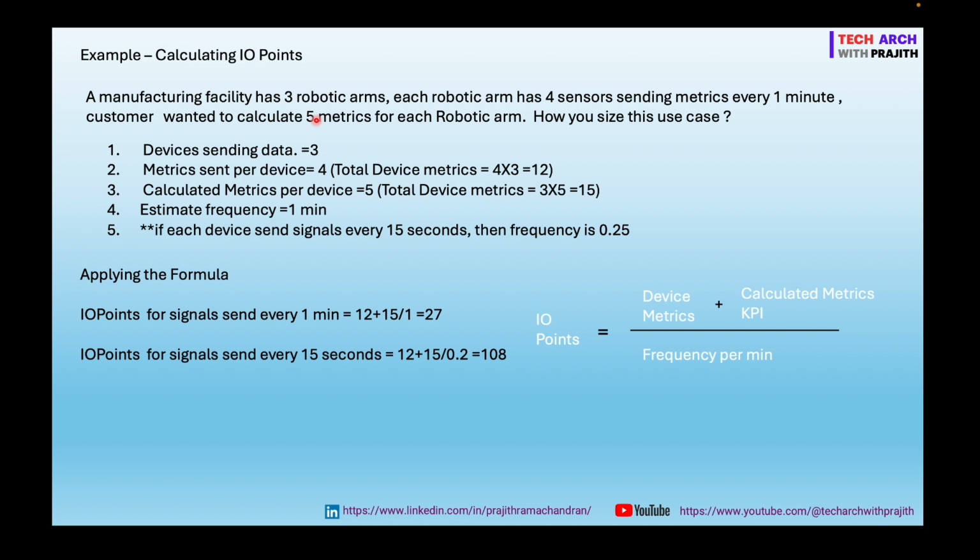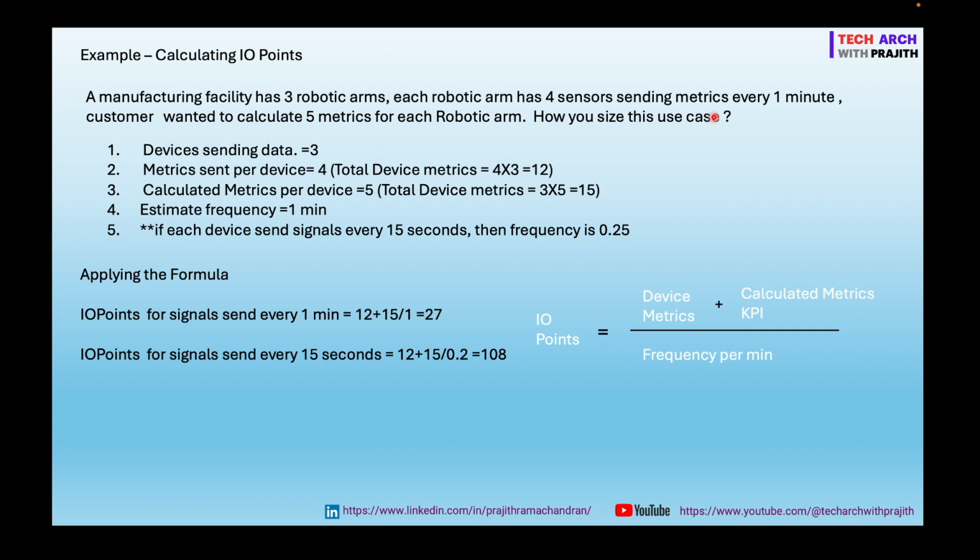So in this case, how do you calculate the IO points? Very simple, 5 steps. Devices sending data is 3, that is 3 robotic arms. Metrics sent per device is 4, and we have 3 robotic arms, so total device metrics is 12. Calculated metrics per device, the customer wants to calculate 5 metrics. So there are 3 devices, so 3 times 5 is 15.